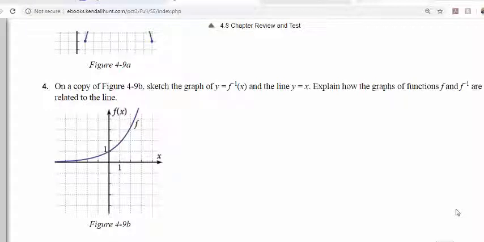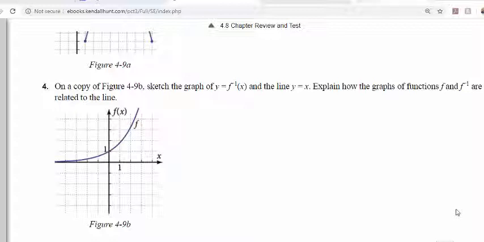I have a question on number 4 from the chapters 1 through 4 cumulative review. So number 4 asks, on a copy of figure 4-9b, sketch the graph of y equals f inverse of x and the line y equals x. Explain how the graphs of functions f and f inverse are related to the line.